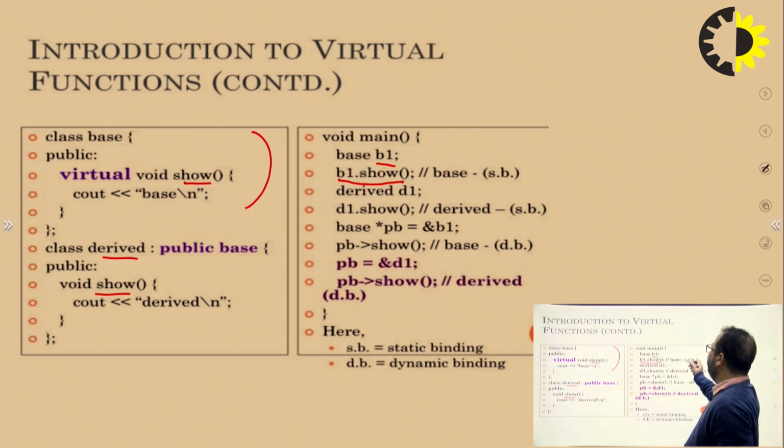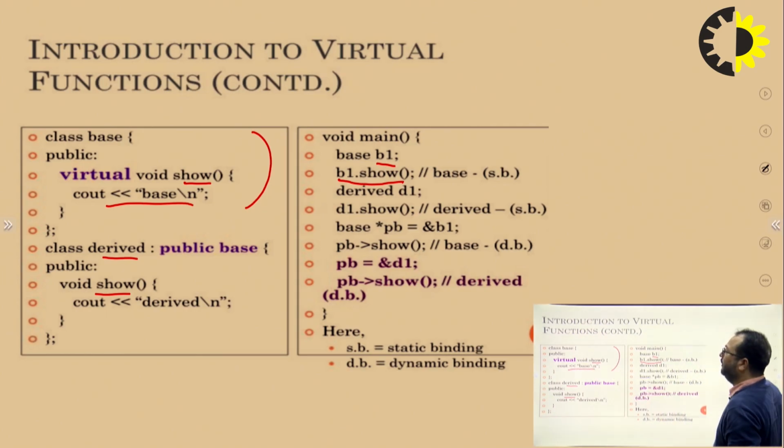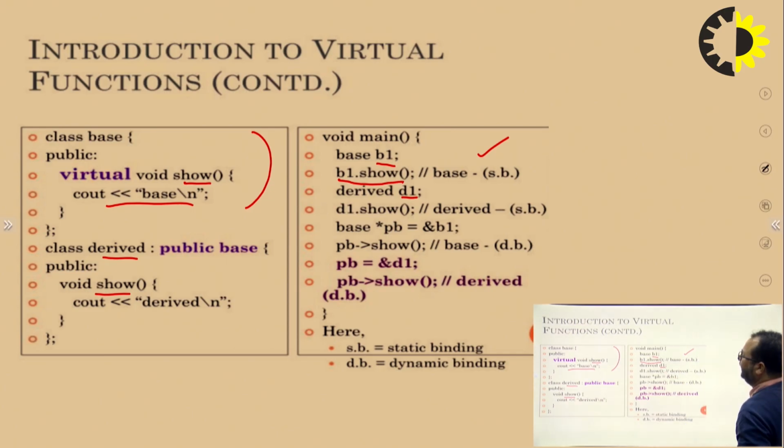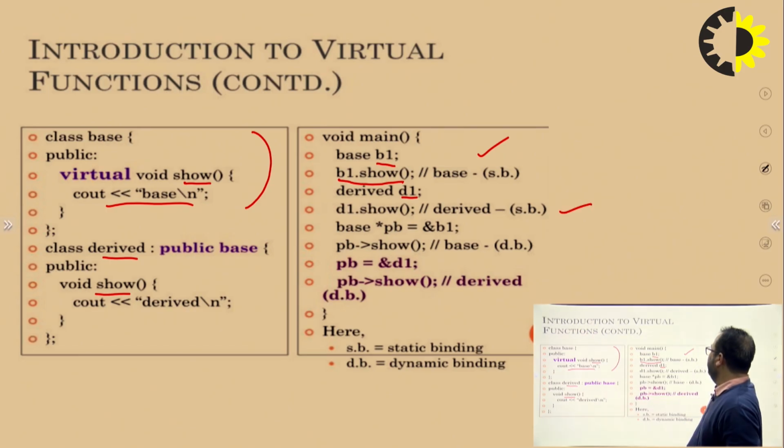So, this particular code will be executed, and it will print "base". Similarly, we have a derived class. Derived class d1 dot show will simply print the function which is in the derived class. So, this output will come from static binding.